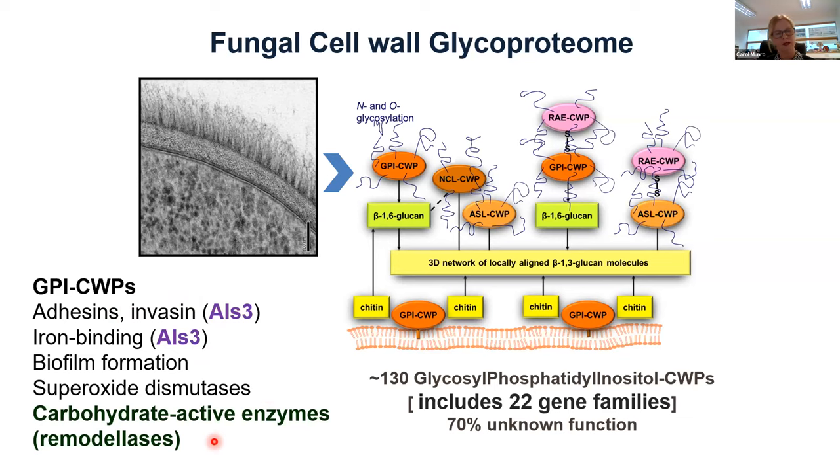And I'm going to highlight these carbohydrate active enzymes. They are localized, covalently attached to the cell wall, and they're important for remodeling and building a strong wall. They're often also called remodelases.